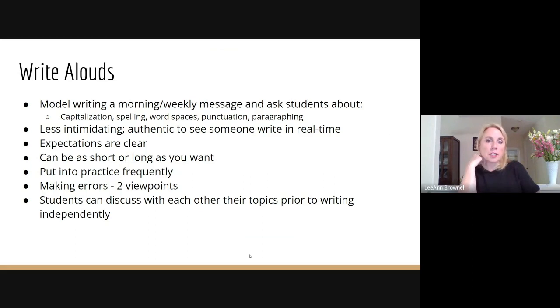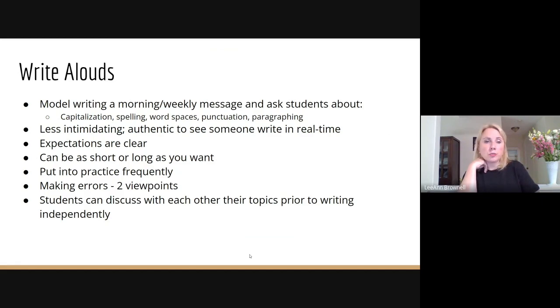It's an authentic learning opportunity for them to see someone be writing in real time and the thinking process that goes into it. And you can have the passage be as short or as long as you want. But this is something that you should get in the habit of doing on a regular basis.